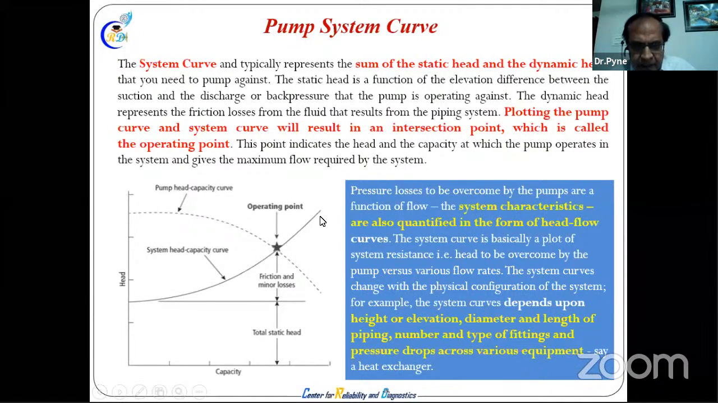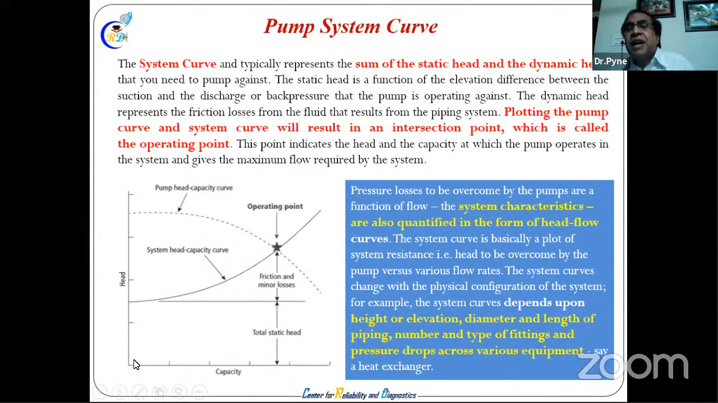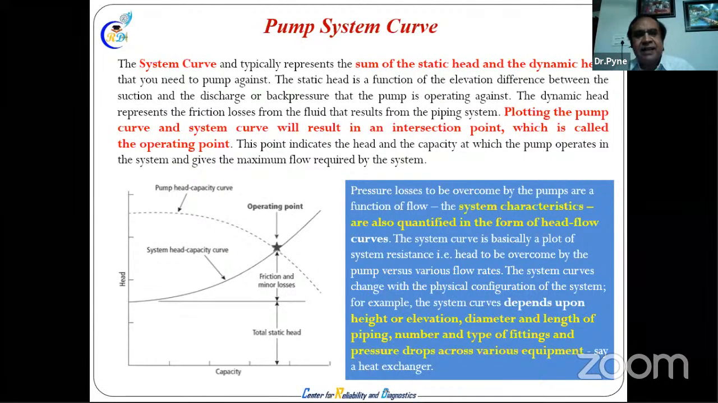System head capacity curve. This system head capacity curve would have started from here at 0 if there is no static head. Means here there is water, and our pump is right next to the water. System head 0, static head 0, right? If you take the fluid as water, near to that. So if there is height, then static head comes into picture, and these are the dynamic losses. That's why you get the system curve.